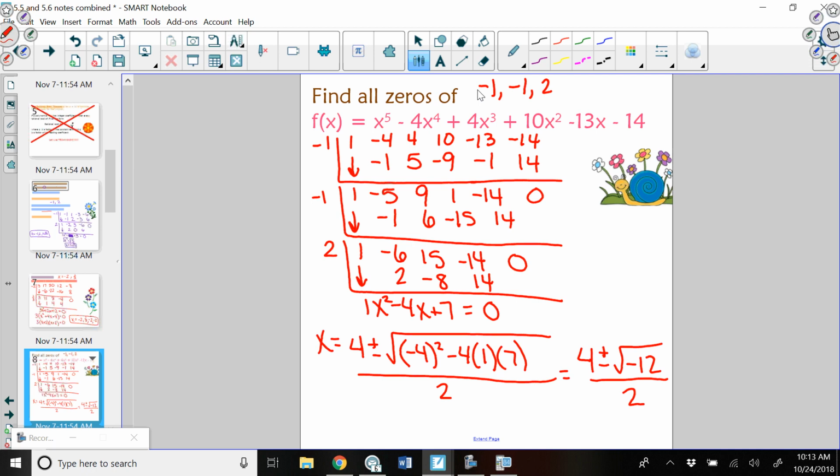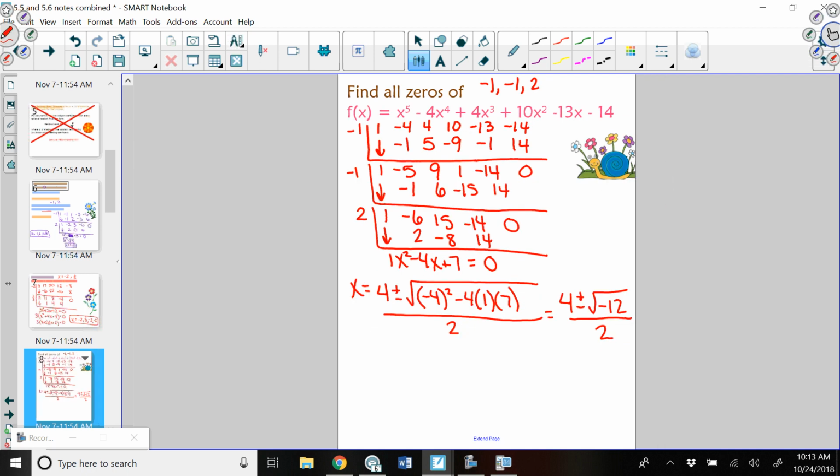Whoa, whoa, whoa. At this step, am I ready to simplify? I have to take the i out, and I have to do my factor tree. Okay, that's going to give me 4 plus or minus 2i radical 3 all over 2. Now I can divide all 3 numbers by 2, right? All 3. It's going to give me 2 plus or minus i radical 3 over 1, which I don't need.